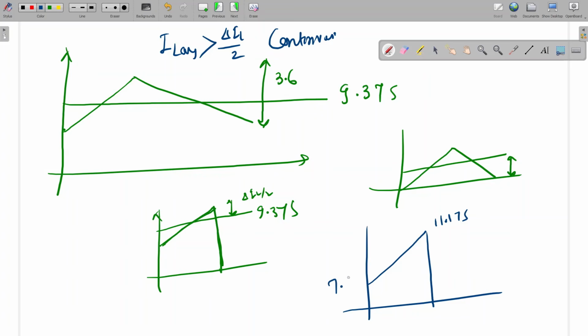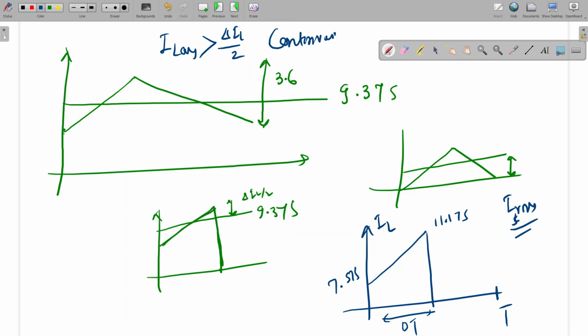This will be 7.575. This is dt and this is t. So this is the inductor current or source current waveform. With this waveform, you can calculate the RMS, IS RMS. See how I am calculating.